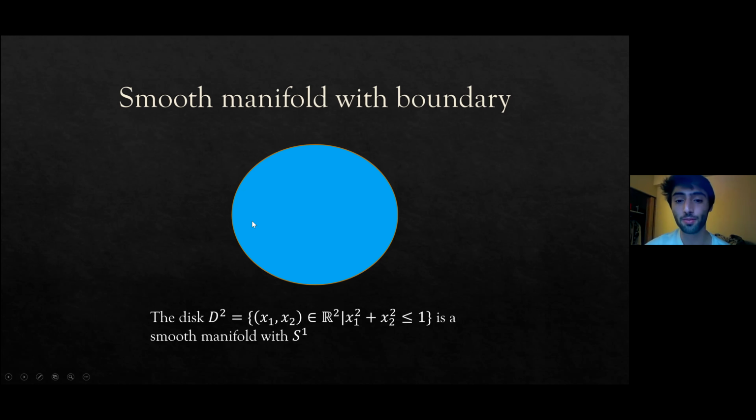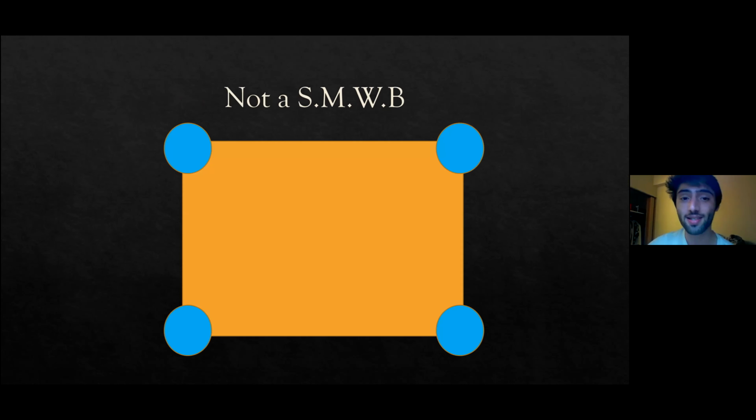If we have the disk D^2, we define it like this. This is a smooth manifold with boundary S^1. So the boundary is the circle here, which is in green or orange or something, but you can't really see it. This is not a smooth manifold with boundary because you have corners here. The corners keep it from being a smooth manifold with boundary. Actually, I should mention that if you removed the boundary and you just had a square without the boundary here, then that would be a smooth manifold. And the boundary is always going to be one dimension less than whatever this would be.